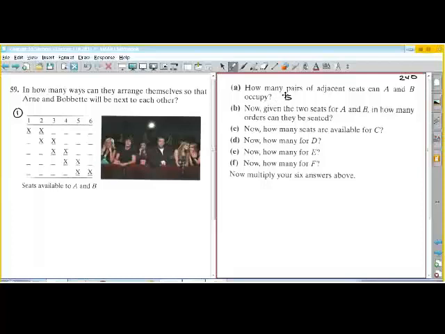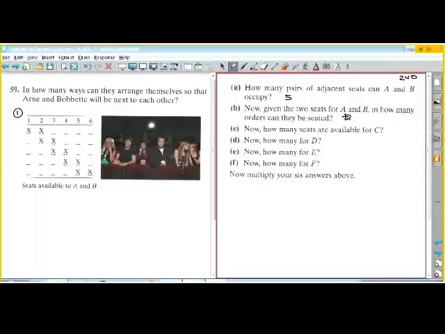Okay. Now that you've chosen 2 seats, so I'm going to choose, say, the first 2 seats. If I choose the first 2 seats, A and B, how many ways can they be ordered? Well, you can have Arn and then Bobette, or you can have Bobette and then Arn. So there are only 2 ways that they can sit. Either Arn first or Bobette first. So answering that question, then there's 2.